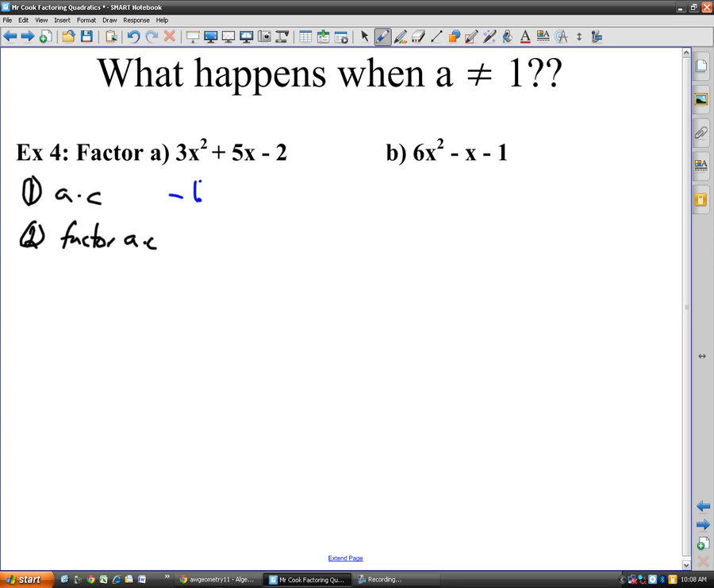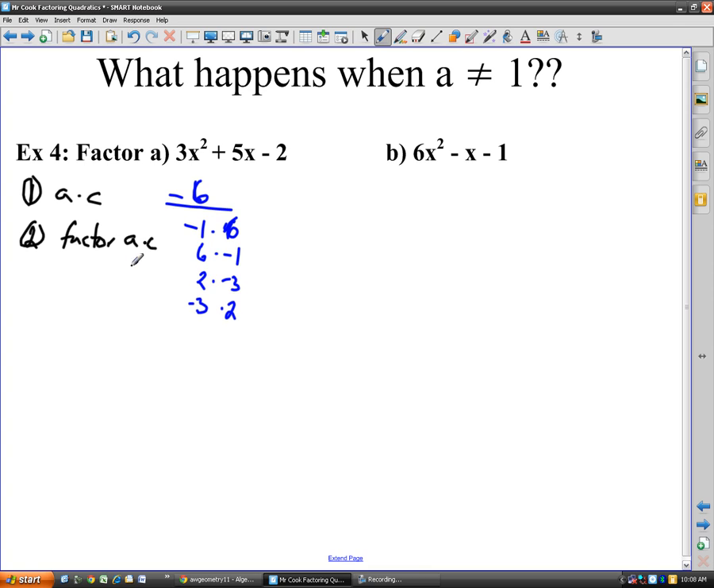So I'm going to work with this. I've got negative 1 times 6. I've got 6 times negative 1. That's supposed to be a 6. I can do 2 times negative 3, or I can do negative 3 times 2. If I factor a and c, I want it to become positive 5.